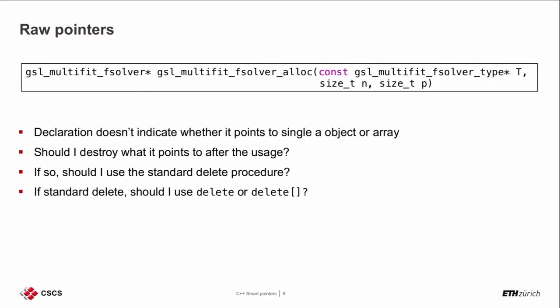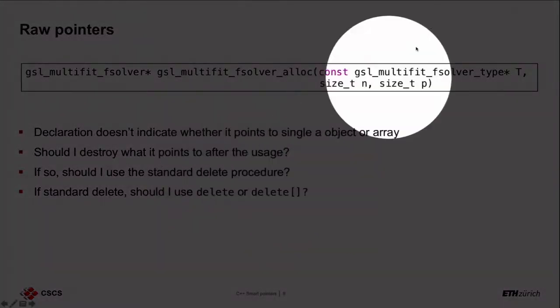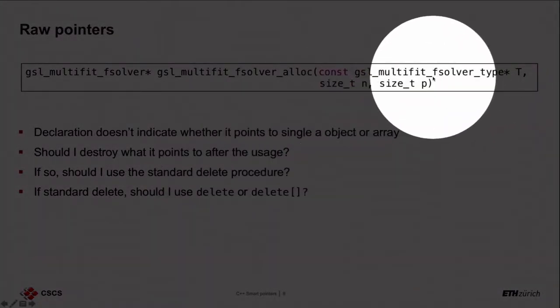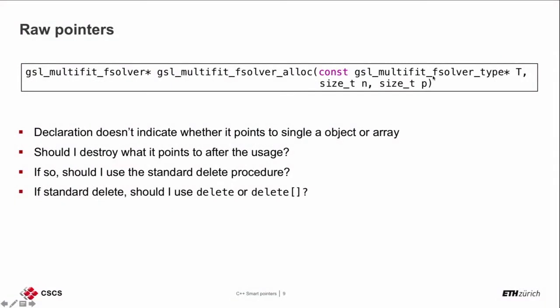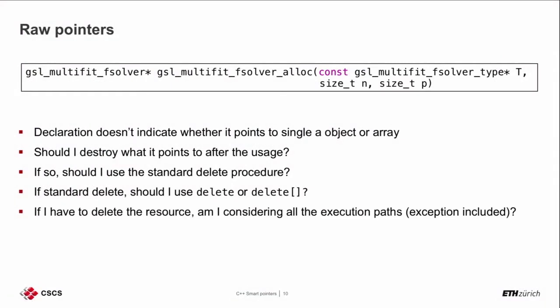Assuming that you need to use the standard delete procedure, you don't know if you have to call delete or delete with square brackets, because it depends if this one is an array or a pointer to a single object. And then, of course, you have to consider also all the possible execution paths of your code. There can be maybe some exception that is thrown at some point during the execution. You must be sure to include in the delete procedure also that execution path of your code.